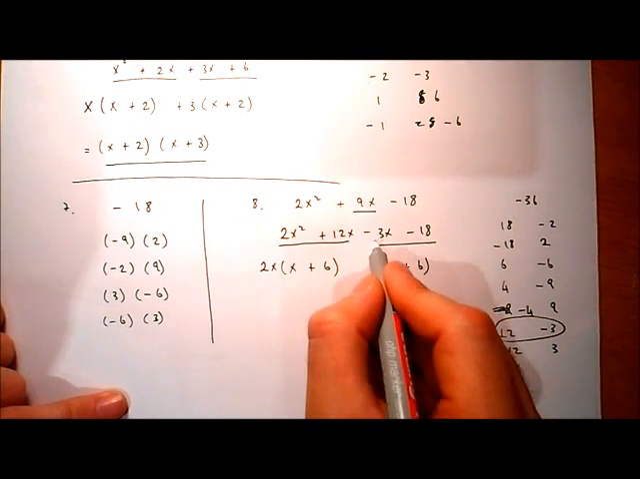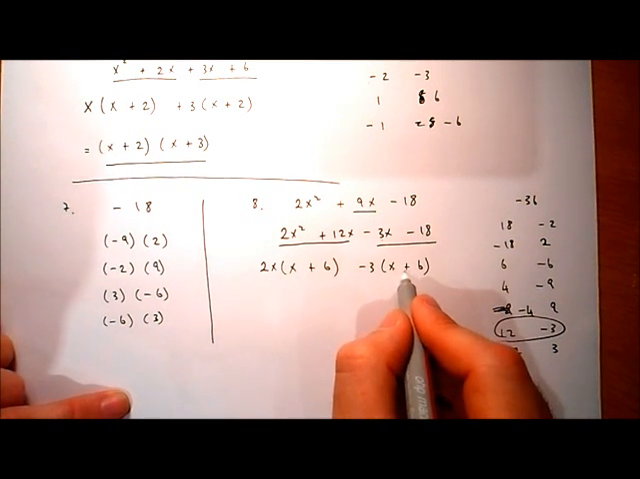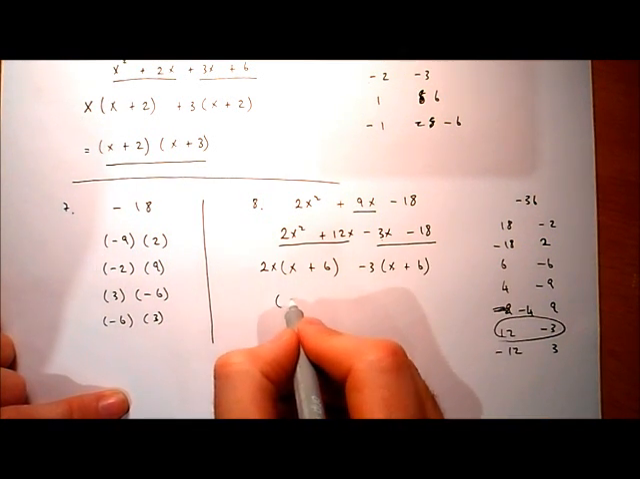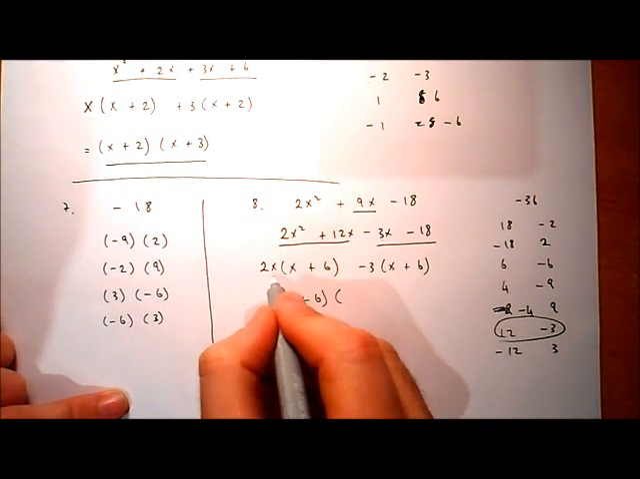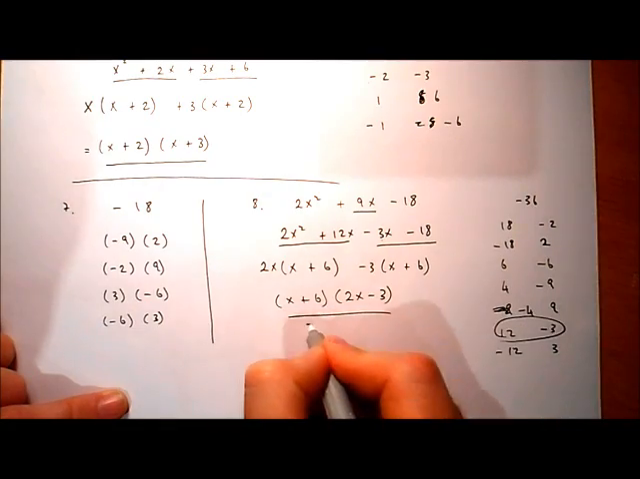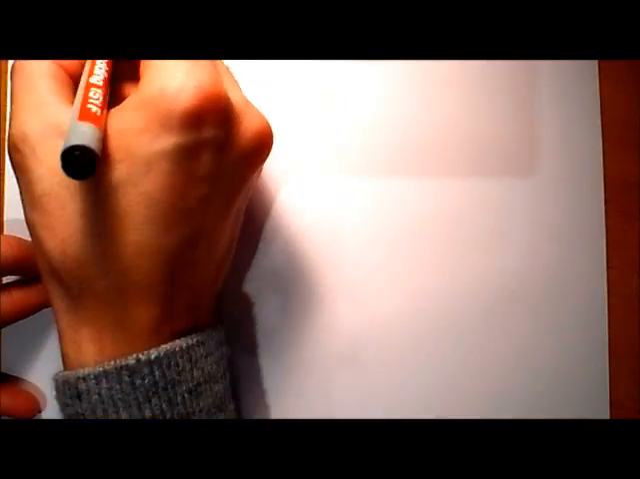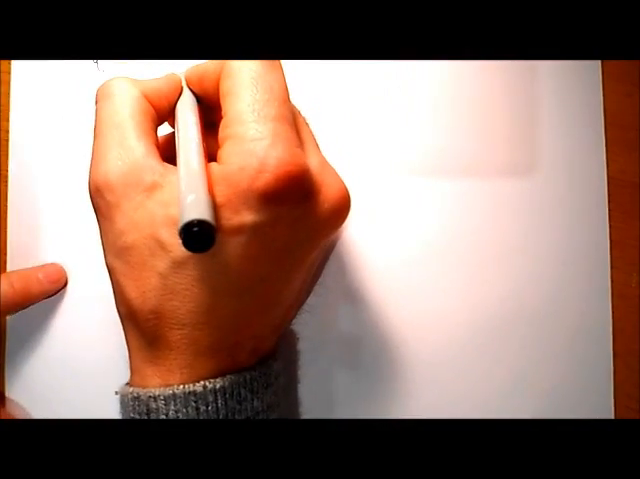So what do I multiply x by to get minus 3x? It's minus 3. And just check, minus 3 by plus 6 gives minus 18. So I'm left with x plus 6 and 2x minus 3. There you go. We've factorized it. That's part 8. Part 9, we've got another quadratic.